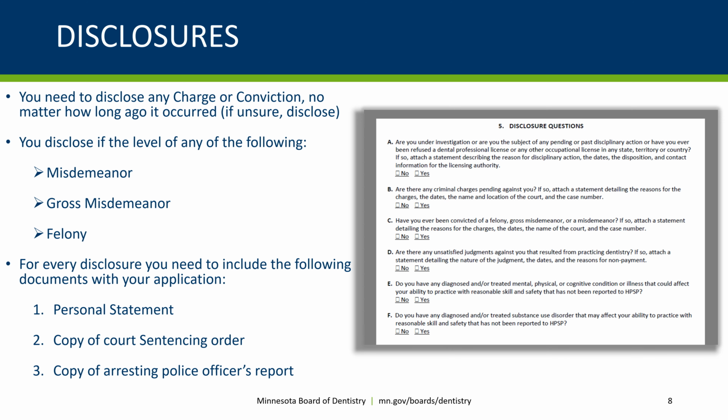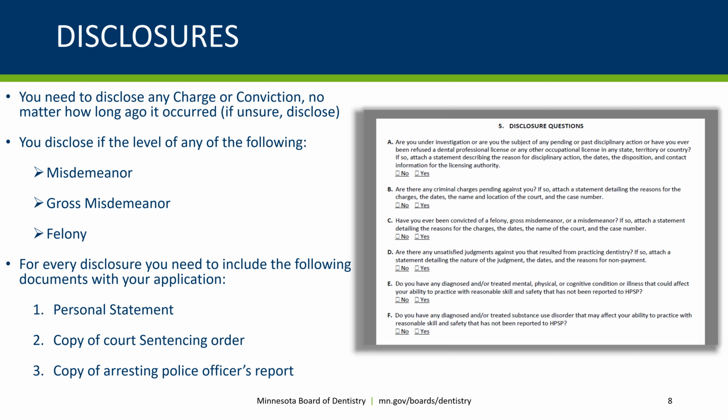The next section of the application will ask a series of disclosure questions. You must answer yes or no to these questions. If you have been charged or convicted, you must disclose this no matter how long ago it occurred. We are looking for anything that rises to the level of a misdemeanor, gross misdemeanor, or felony. If you are unsure of the level of your conviction, please disclose.